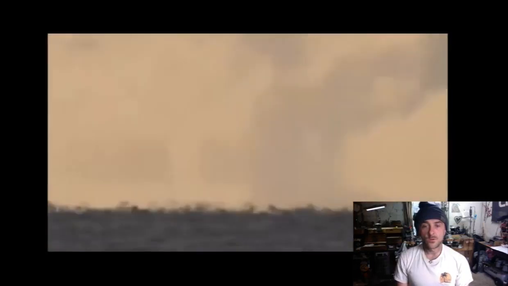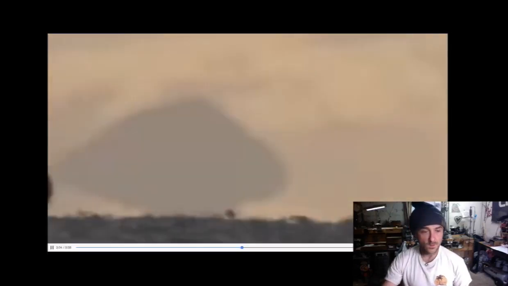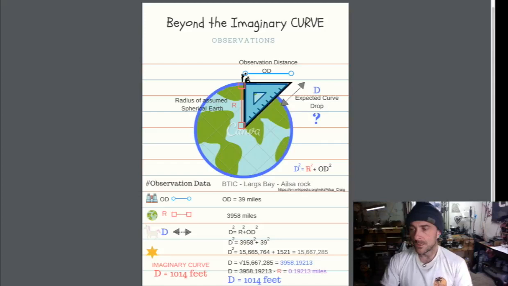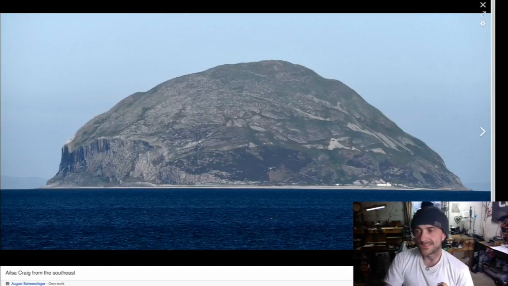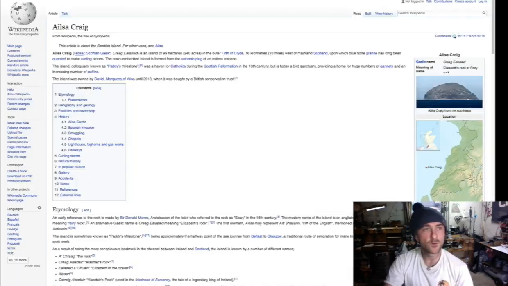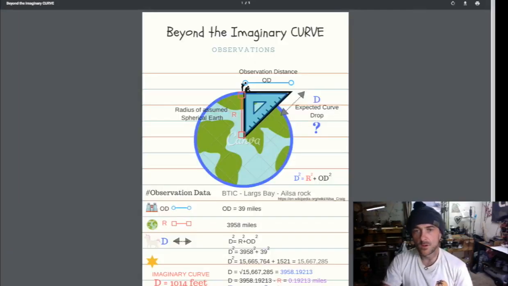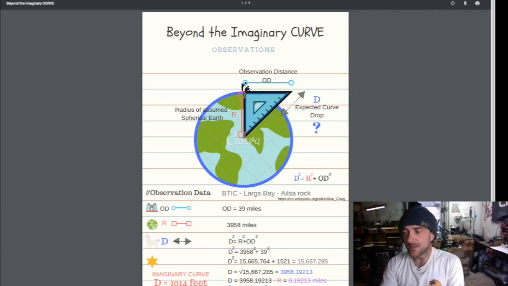So that's the first observation from Largs to Ailsa Rock. Okay, so we saw the observation. Observation was from Largs Bay at the RNLI, the Lifeboat Institute station or office or whatever it was, looking out, and you could see Ailsa Rock, which is this big old lump. Looks exactly like you observed, and the distance on Google Earth was 39 miles. So, observation distance, 39 miles, not in dispute.